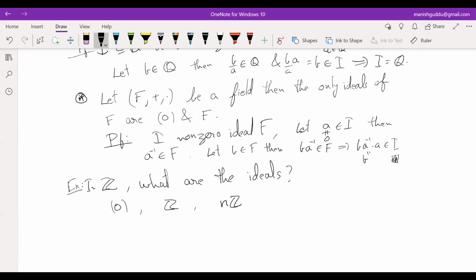It's not too difficult, but we will see that these are all the ideals of Z. These are all the subgroups possible, and ideals are subgroups. So one way to see it is that these are all the subgroups of Z, and ideals have to be subgroups.